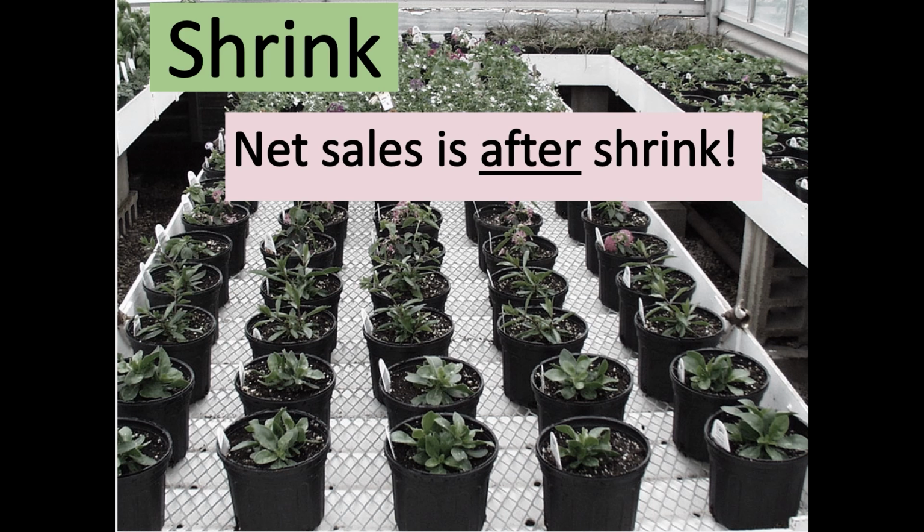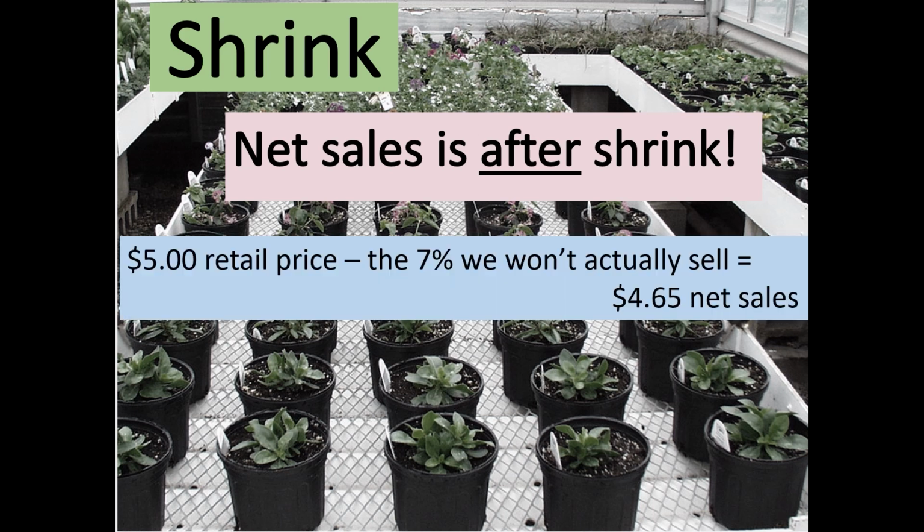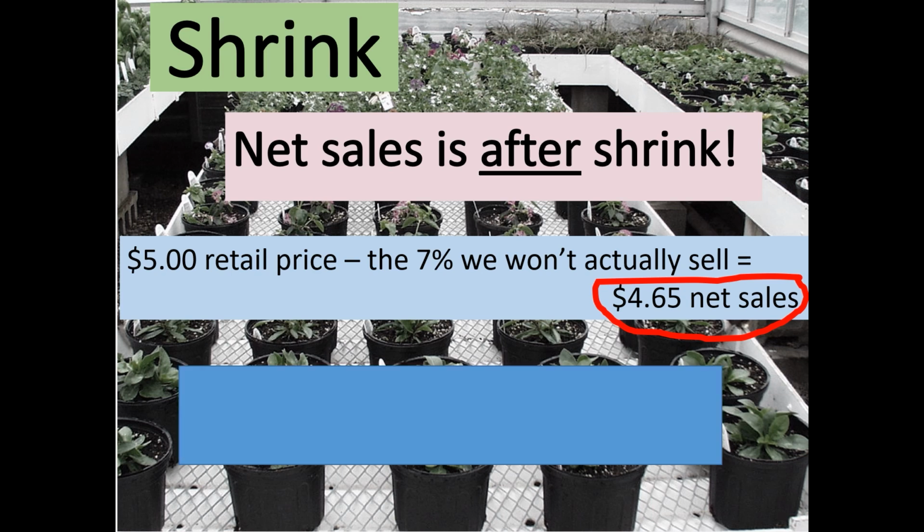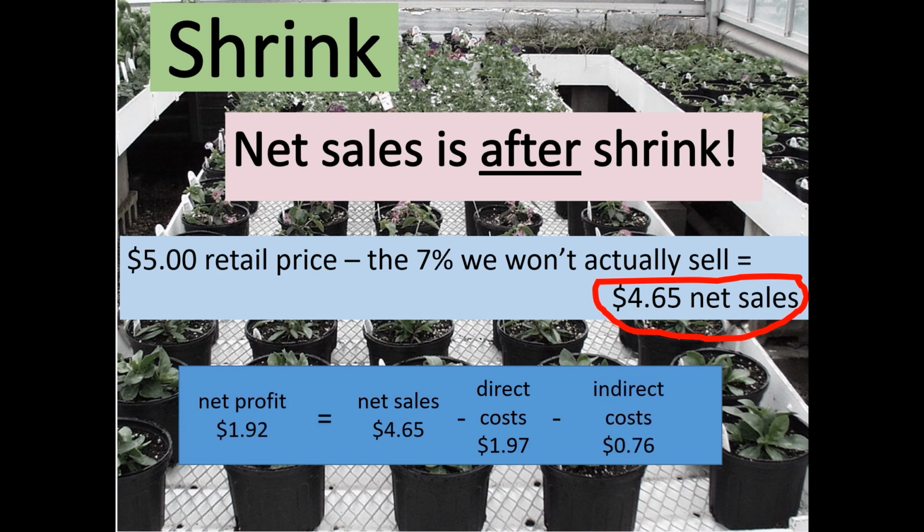So for our geranium, if we anticipate 7% shrink, our $5 retail price minus the 7% of those geraniums that we aren't actually going to sell. Of course, this is worked out over the whole crop, but that works out to be $4.65 per pot on net sales. So going back to this now, we see our net sales instead of being $5 are actually $4.65. And that gives us that net profit of $1.92. So shrink changed that net profit. It was $2 something in the previous slide.